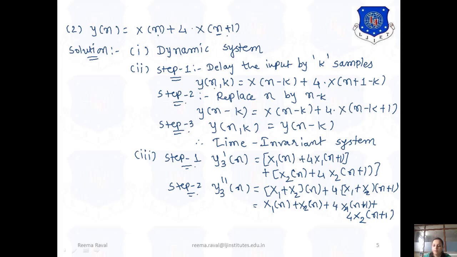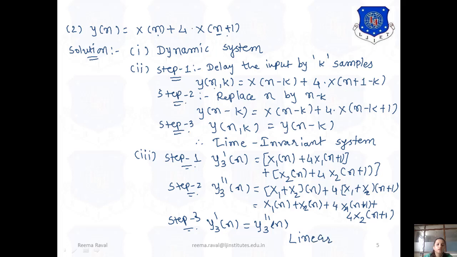Right? So when we compare these two equations, all the terms are similar. So step 3 will be y3 dash of n equals y3 double dash of n. So the system is called a linear system.